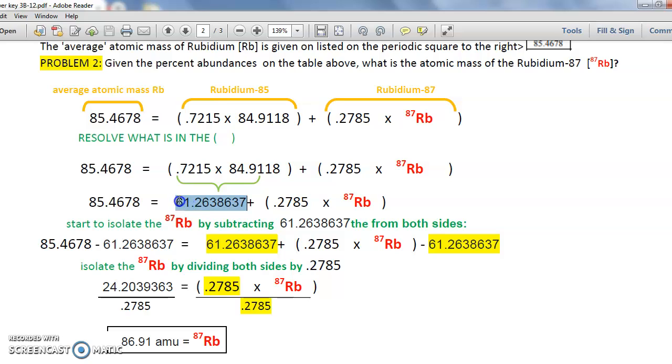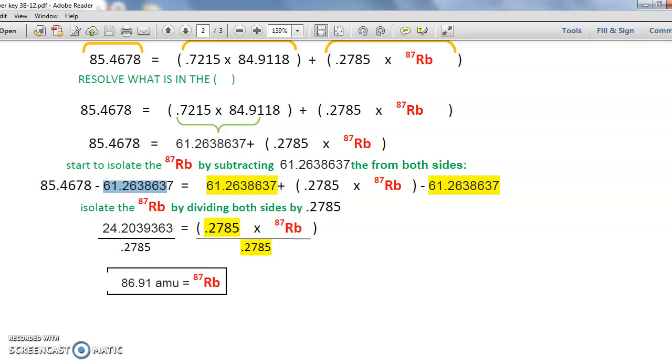But we can get this off this side by subtracting it from that side. So if you're adding on this side, you could subtract this side, or some people would say merely subtract 61.2638637 from both sides. So here I'm subtracting it from this side, here I'm subtracting it from the left side. If I have 61.2638637 minus 61.2638637, that essentially cancels that out. Something minus itself is 0.